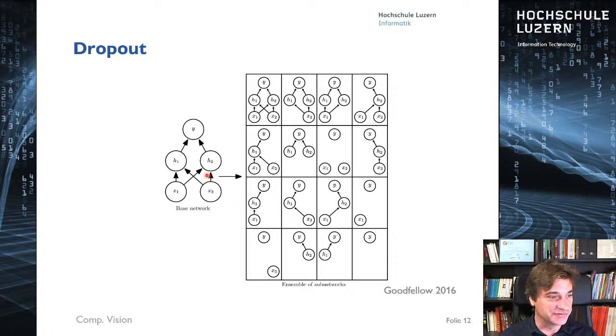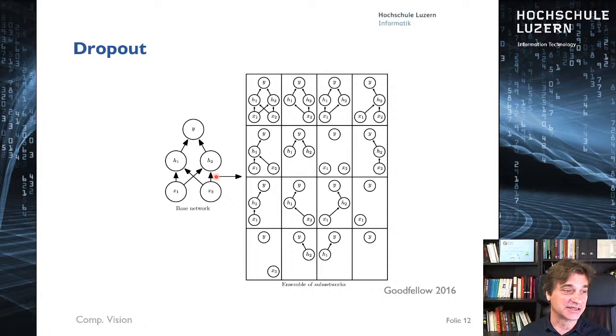So for example, if this is your base network and you have dropout, then each time one or more of those connections will be 0, and this effectively means you will have to learn all of these networks here. Some of them will not work, but some will work, and then you have an ensemble of all of those that have to work together to compute the solution here.